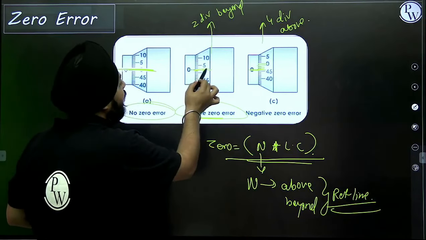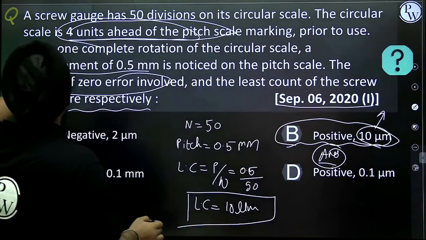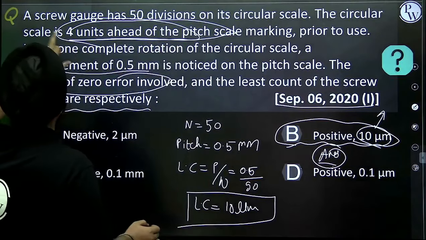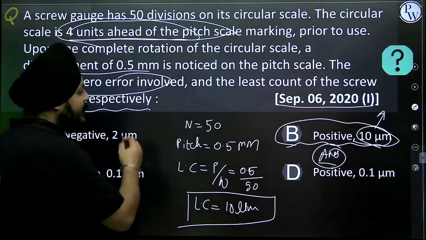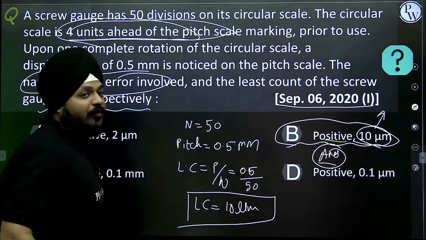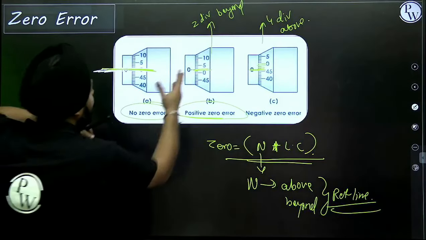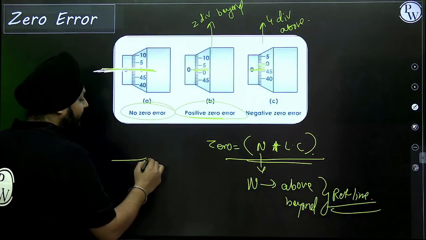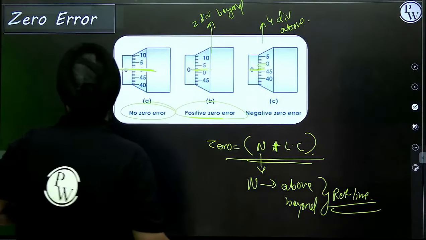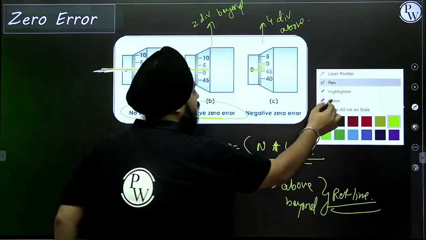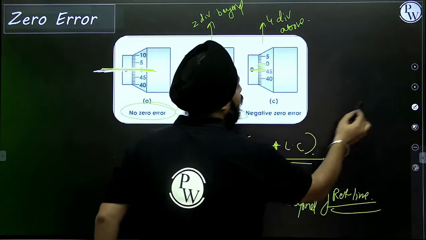See, here in this previous question, the circular scale is 4 units ahead. It means the nature of the zero error is positive. 4 units ahead, you can see this, right? Suppose this was a reference line, and this is 4 units ahead. I am just showing the statement; analyze this scenario.